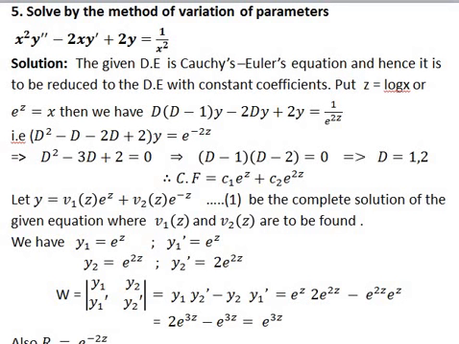Solve by the method of variation of parameters: x square y double dash minus 2x y dash plus 2y is equal to 1 divided by x square.